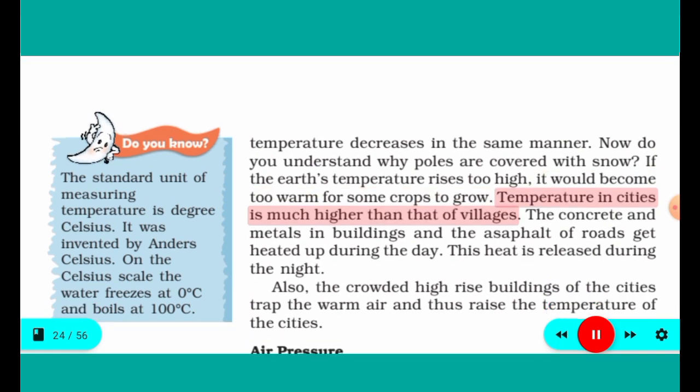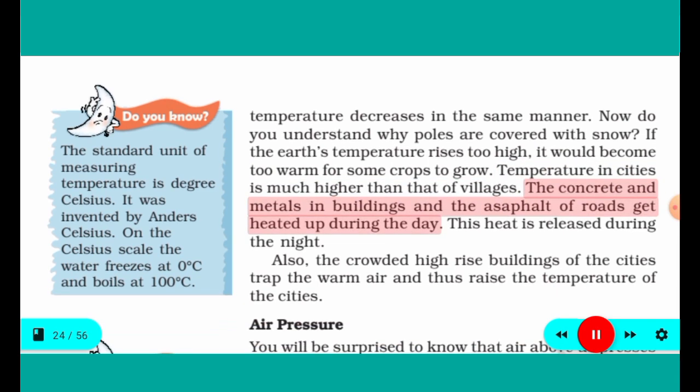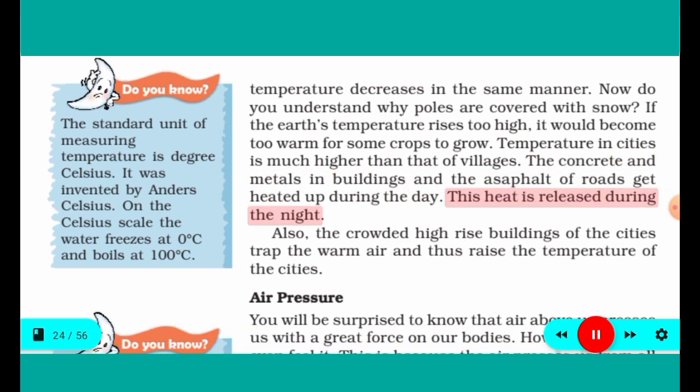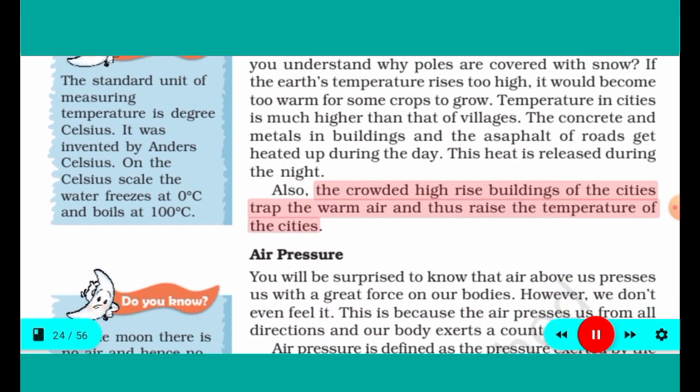Temperature in cities is much higher than that of villages. The concrete and metals in buildings and the asphalt of roads get heated up during the day. This heat is released during the night. Also, the crowded high-rise buildings of the cities trap the warm air and thus raise the temperature of the cities.